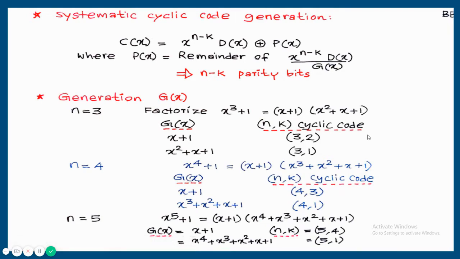For 1, output will be 1, 1, 1, 1. And for 0, output will be 0, 0, 0, 0. Similarly, for 3, 1, data 1, code 1, 1, 1. For data 0, code 0, 0, 0. Next case is n is equal to 5. Factorization result is x plus 1 into x raised to 4 plus x cube plus x square plus x plus 1. So that is also going to give two different cyclic codes, 5, 4 and 5, 1. 5, 4 is just even parity check bit. 5, 1 is: 1 will be converted to 5 ones and 0 will be converted to 5 zeros.